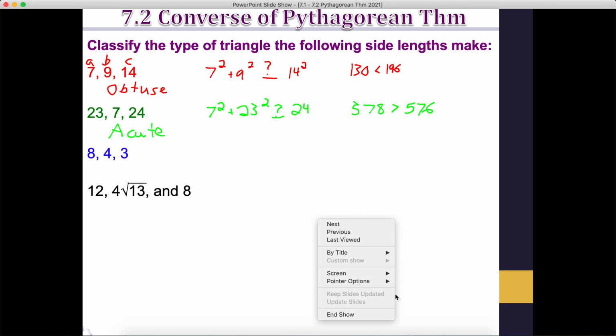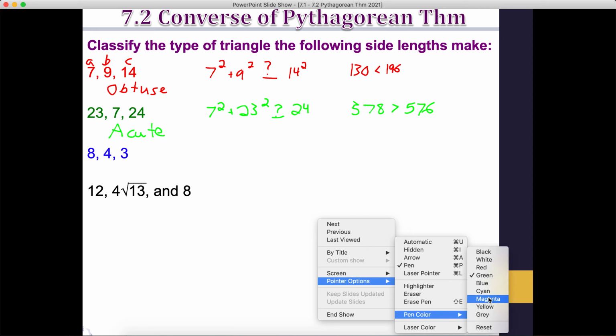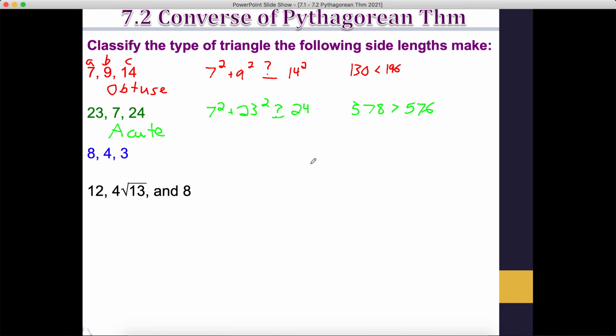So take a second to look at the third one, because it's actually tricky. And if you're going through this lesson and you tried this one, what you may have gotten if you got it wrong is that it is obtuse, because 3 squared plus 4 squared is less than 8 squared. That's true, but that's only true if these sides make up a triangle in the first place, which, guess what, they don't.